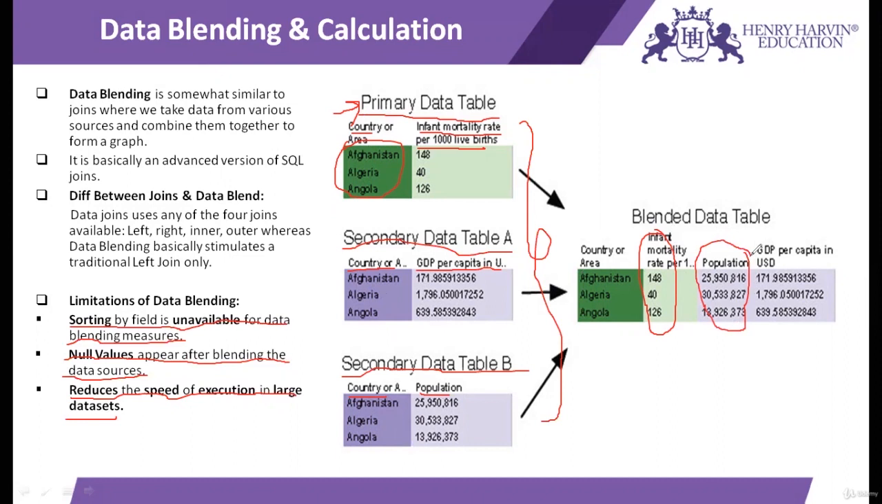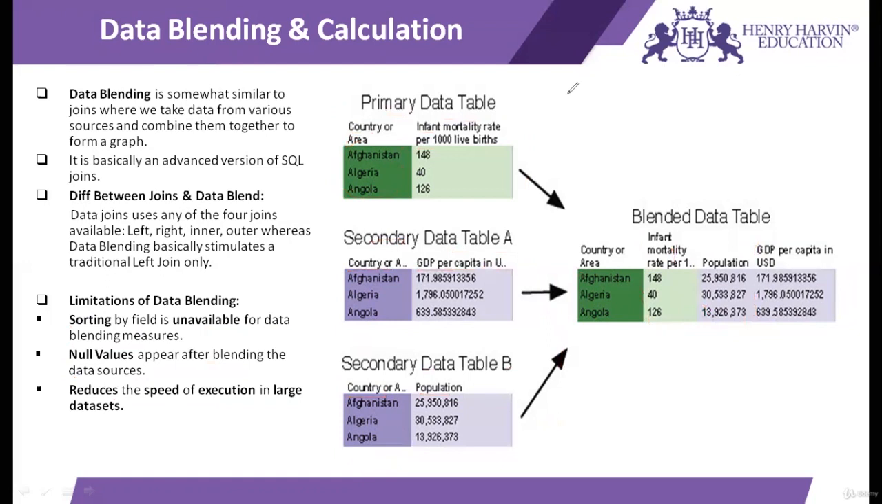One thing to notice over here is that only the rows of the primary data table are considered while blending. Had I had a country named, supposedly, India in the second data table, and a country named USA in my secondary data table B, then also in my blended data table I would have got these three countries only, because in my primary table I have got these three countries only. So this is how data blending works. You'll understand it in detail when we see it practically in our Tableau workbook.